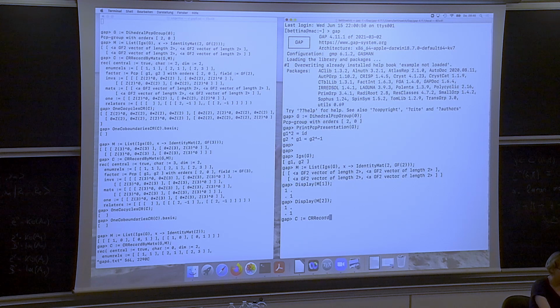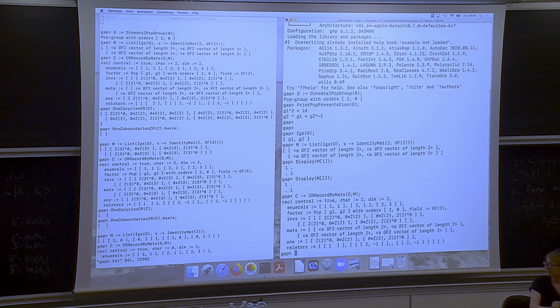And that's the bizarre command CR record by Mats. I showed you once, I think, and it's going to set up a record that actually combines all kinds of information that I need in cohomology computations. So it starts with the information that this is actually a trivial module, so the action is trivial, the characteristic of the field is 2, the dimension of the module is 2, and then I look at relations of G.